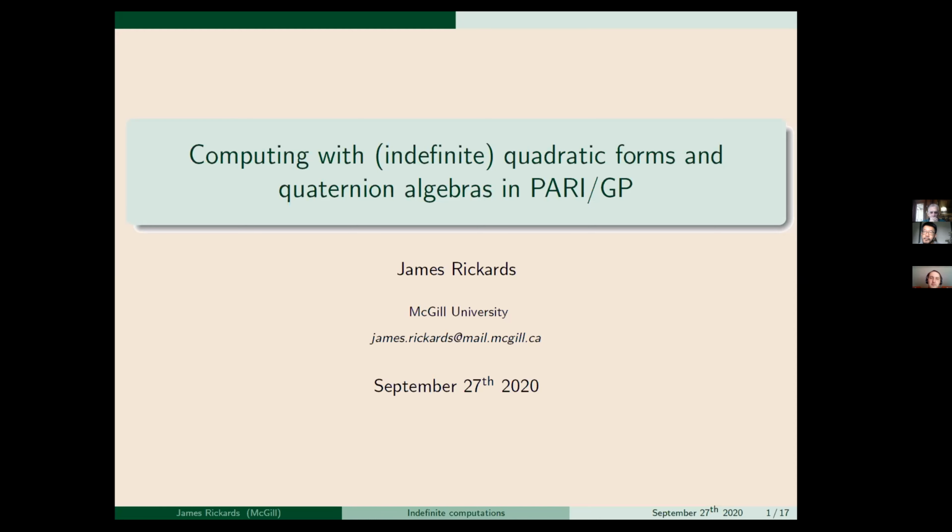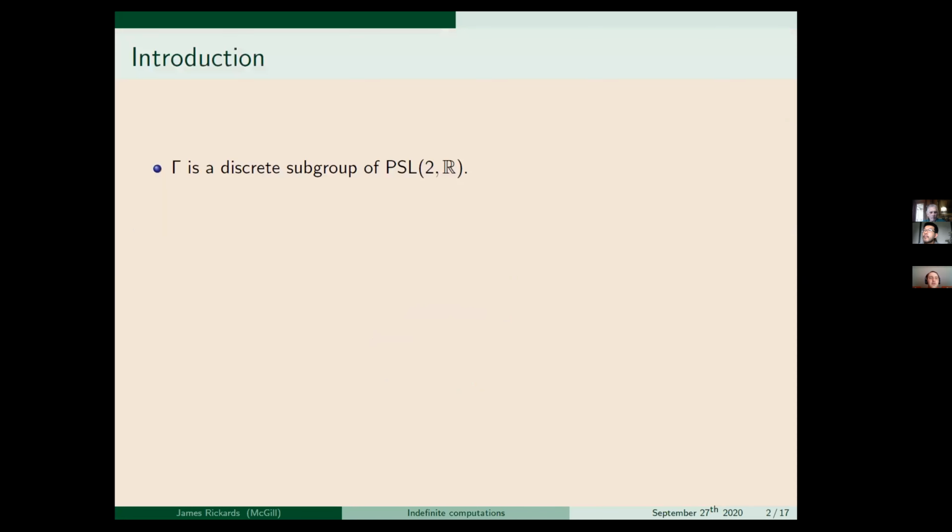I'm going to start with some background on why I'm interested in quadratic forms and quaternion algebras, describe a few results that came out of the computations, and then describe a PARI package I'm writing to deal with quadratic forms and quaternion algebras. So to start with the background, take gamma to be a discrete subgroup of PSL2R, take the upper half plane and quotient by gamma, and equip it with the hyperbolic metric, and you get a nice classic Riemann surface.